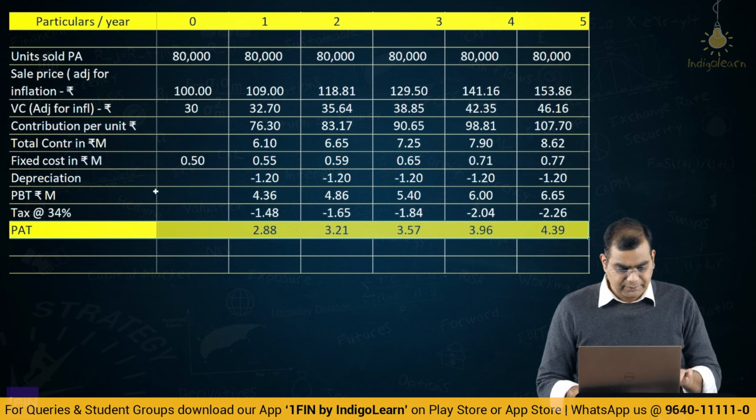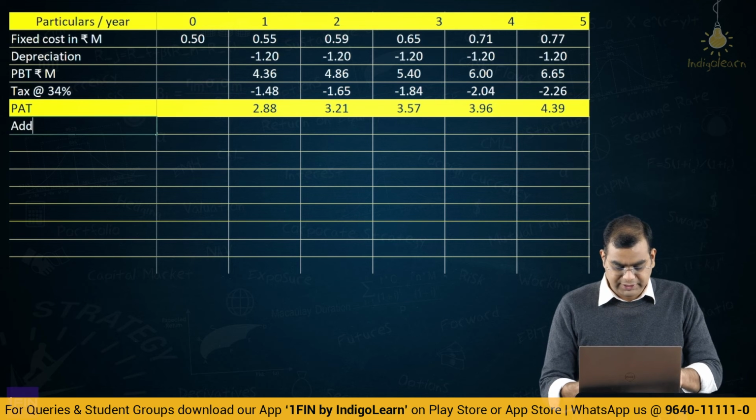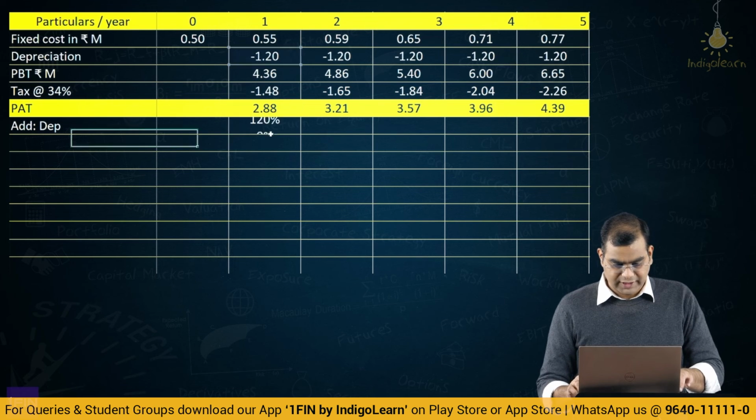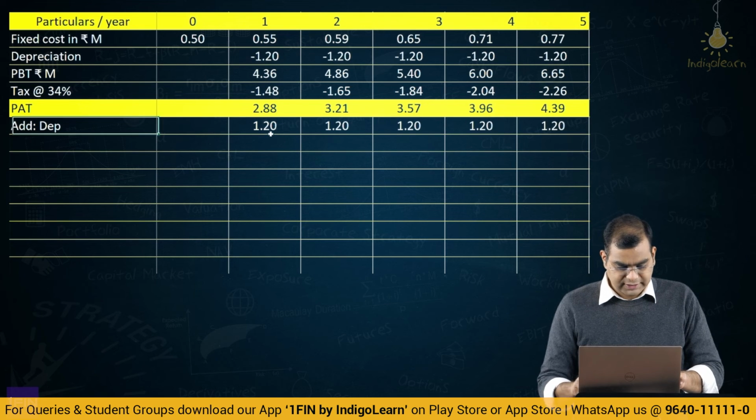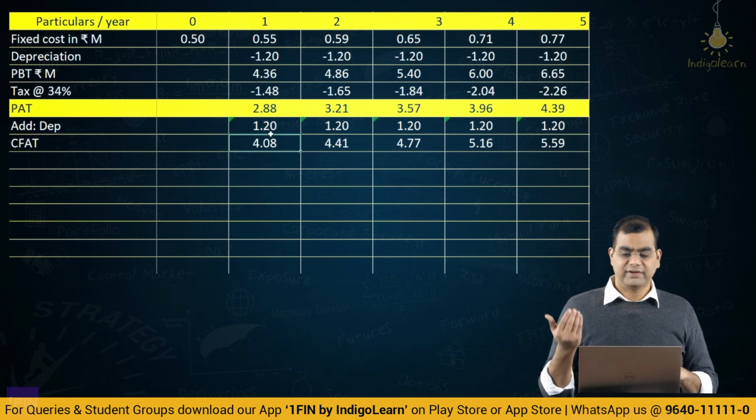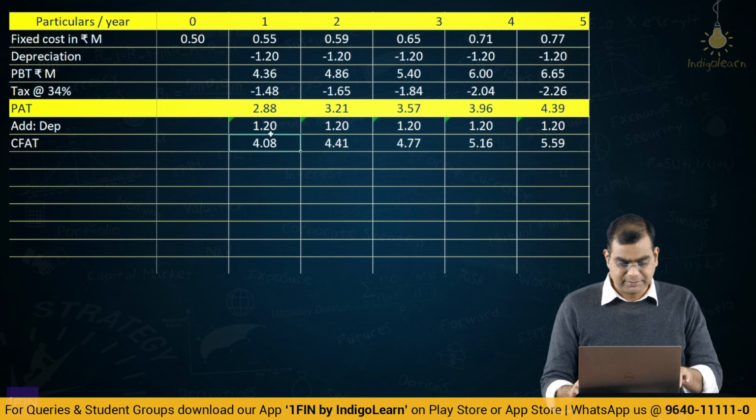Okay, so from PAT, add depreciation. How much is the depreciation? 1.2, right? So if you add depreciation, you will get CFAT or FCF, you can call it FCF or CFAT. No, we'll call it CFAT; we'll call it FCF after we make the adjustments for investment value, okay? Right, so you get CFAT of 4.08 for the first year and 5.59 for the last year. All this is in rupees million, okay? So you've got CFAT of this much.